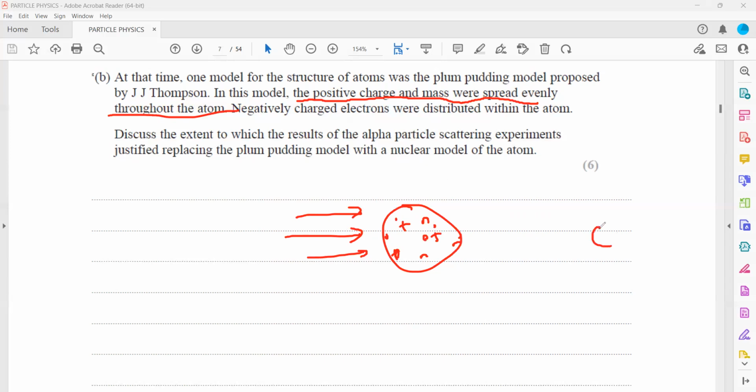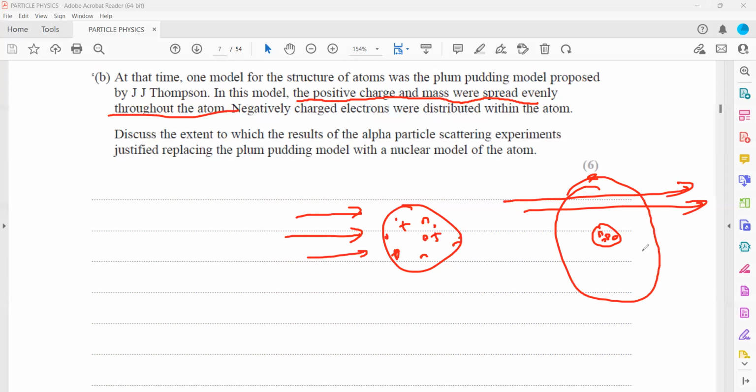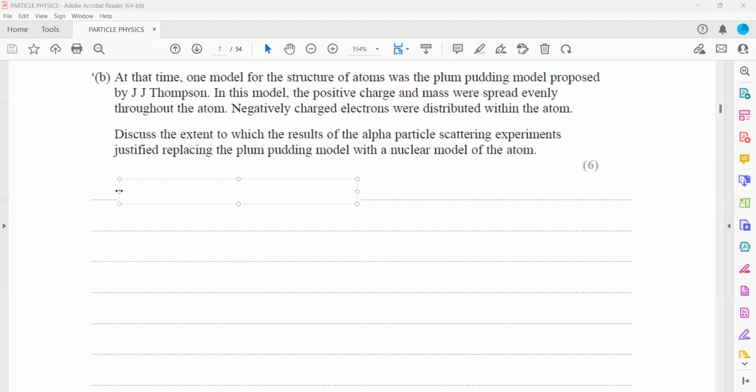But according to the nuclear model, neutrons and protons are inside the nucleus and electrons are revolving, but most of the atom is empty. So the nuclear model is confirmed, because most of the alpha particles are able to pass through, so a major portion of the atom is empty. But if the plum pudding model was valid, then alpha particles should not be able to pass through it. So you have to mention here the observation and the conclusion of the alpha particle scattering.